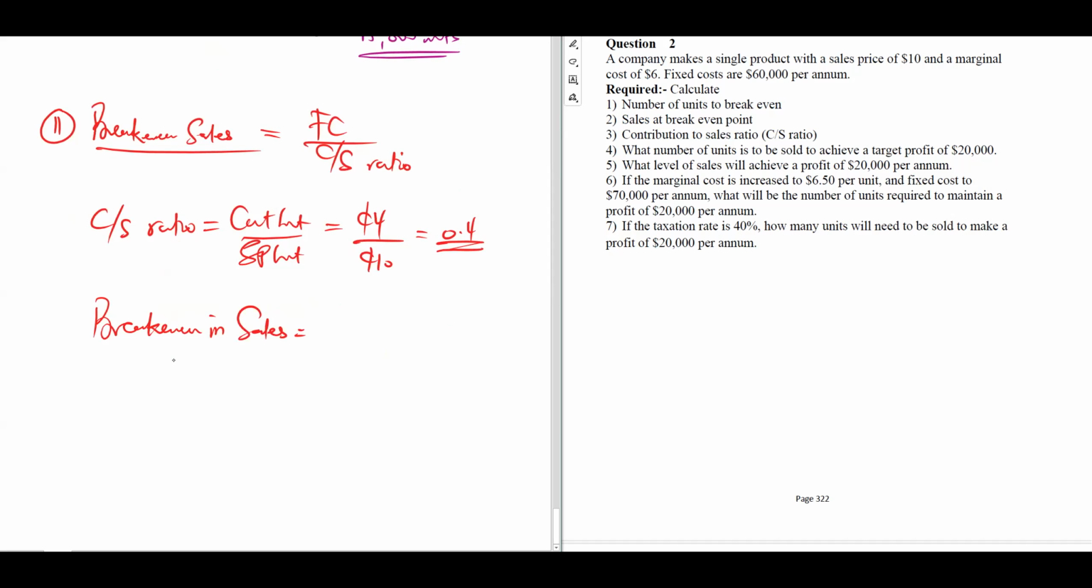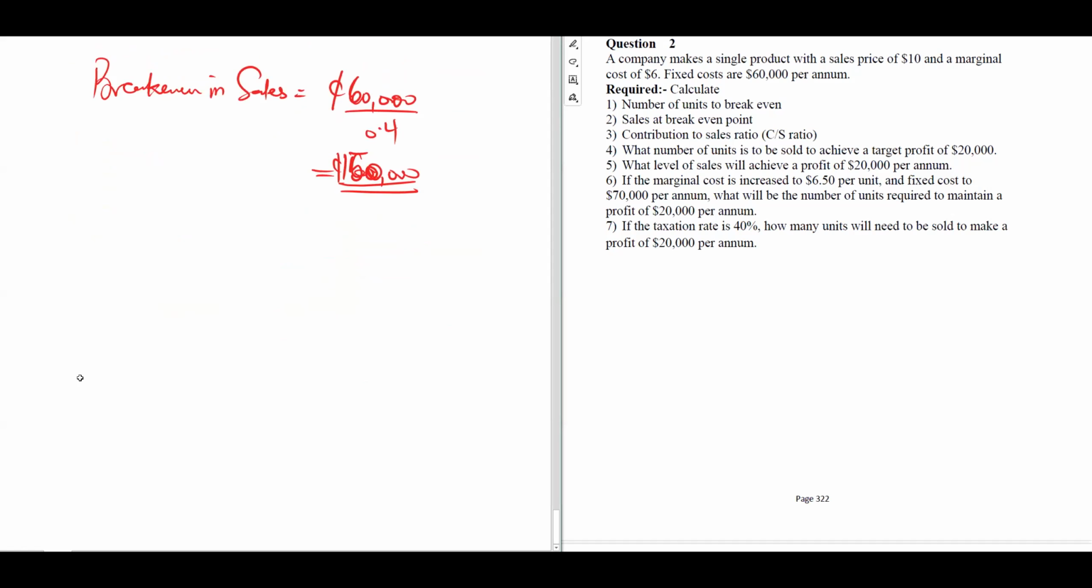That gives us what? Our fixed cost of 60,000, not so? 60,000 over 0.4. And that gives us how much? 150,000. So that becomes how much they need to sell to break even.